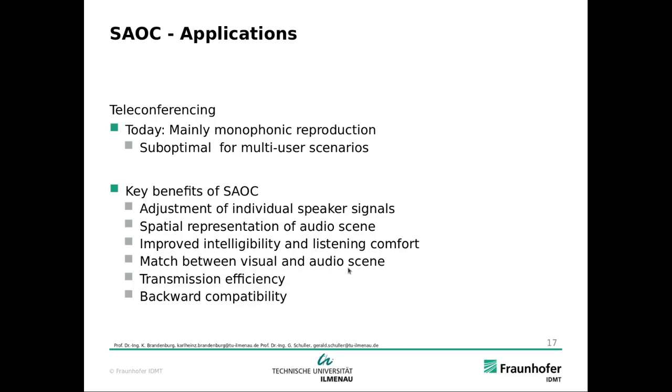And we can also have a match between the visual and audio scene. So imagine you have a large TV screen or display, and then you can try to map the voice origin to the place where the person appears on the TV. Yeah, and since we just transmit a mono or stereo downmix, this is very efficient and also backward compatible.